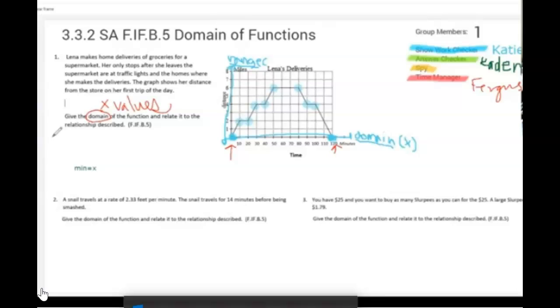All right, so our domain, we want to list the smallest number in our domain and the highest number in our domain. Katie, why don't you say your solution again? 120 is greater than or equal to x, and x is greater than or equal to 0.